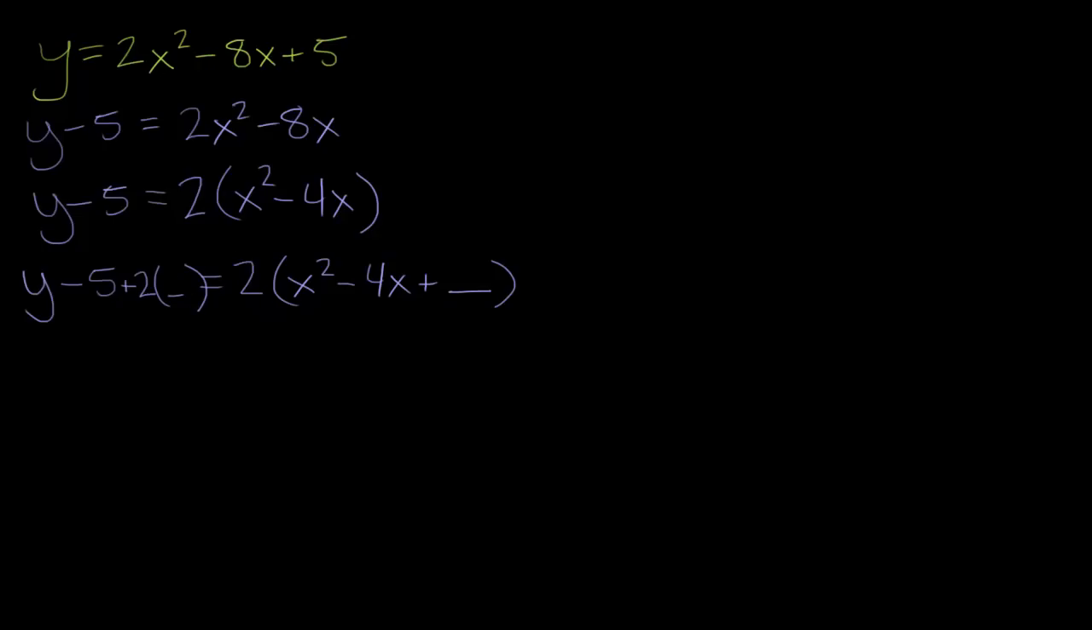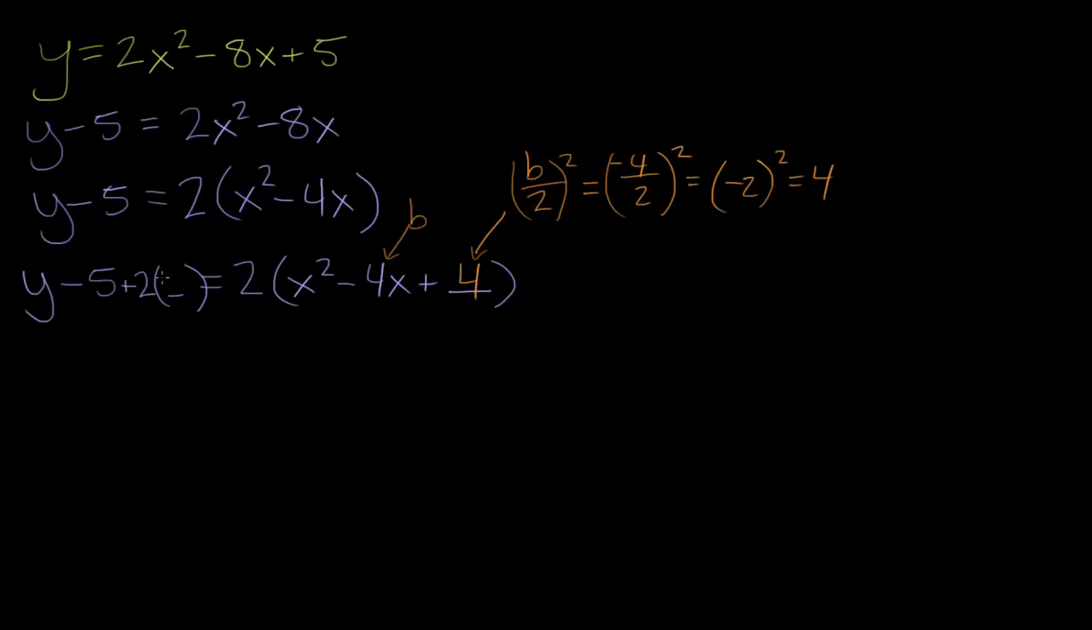Okay, so let's complete the square. I'll show you what I mean there. Here's our b value, and of course the number that goes here is b over 2, or half of b, squared. So in this case b was negative 4, so negative 4 over 2 squared, which is negative 2 squared, which is positive 4. So 4 will complete the square on each side.